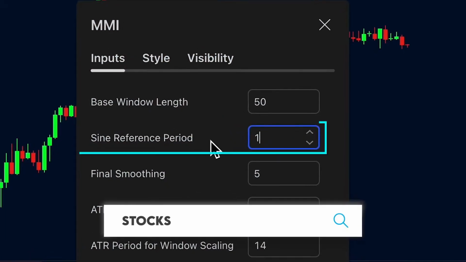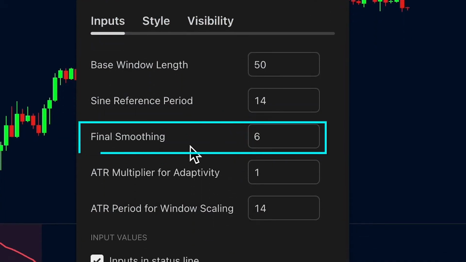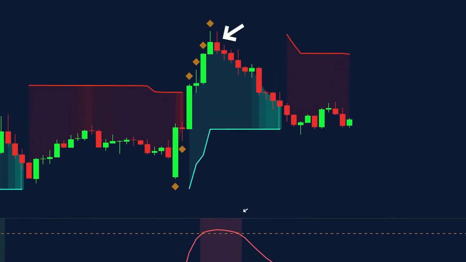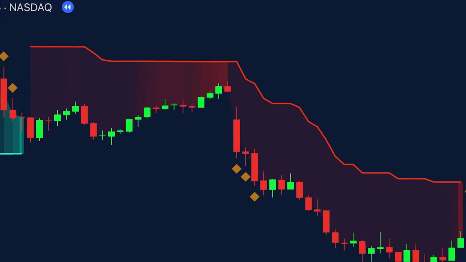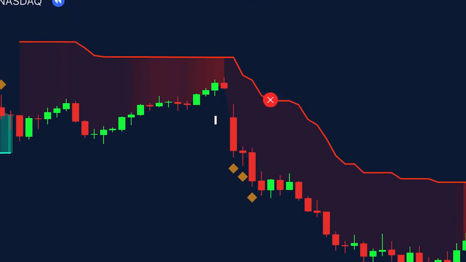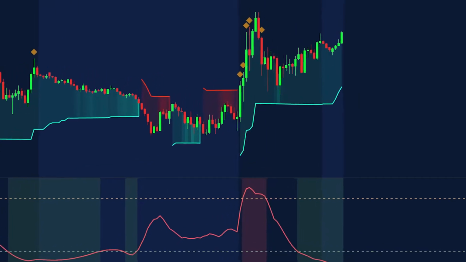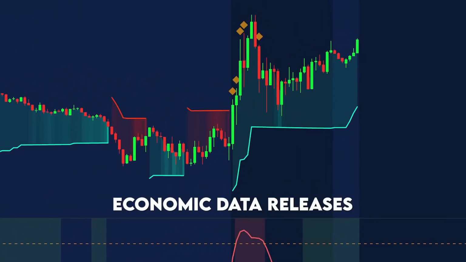For stocks, keep period at 14 but increase smoothing to 6. Stock manipulation often involves algorithmic trading that creates specific patterns the CMI can detect, and avoid trading the first and last 30 minutes when institutional algorithms are most active. For futures, set period to 16 and smoothing to 3. Futures manipulation often revolves around settlement periods and economic data releases.